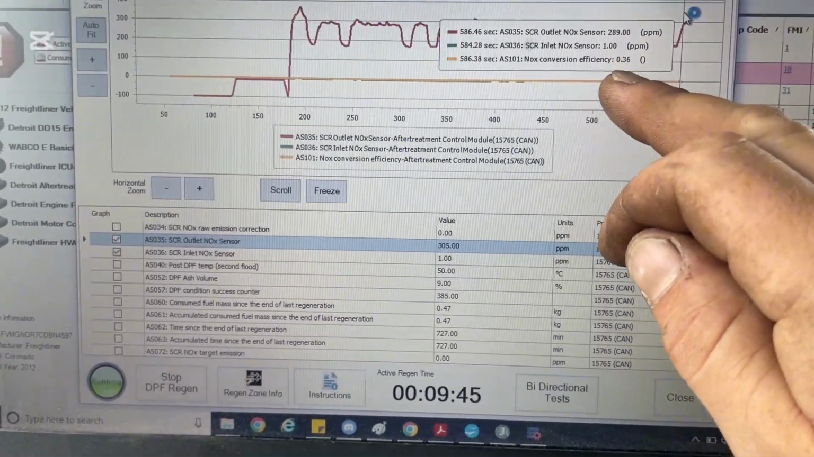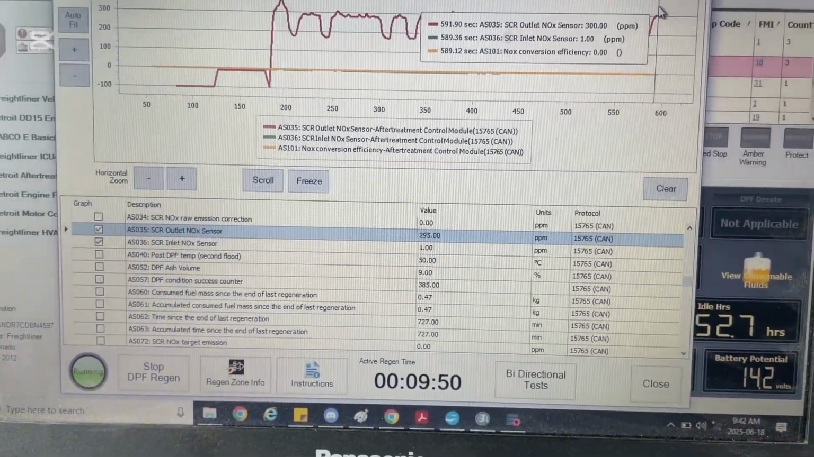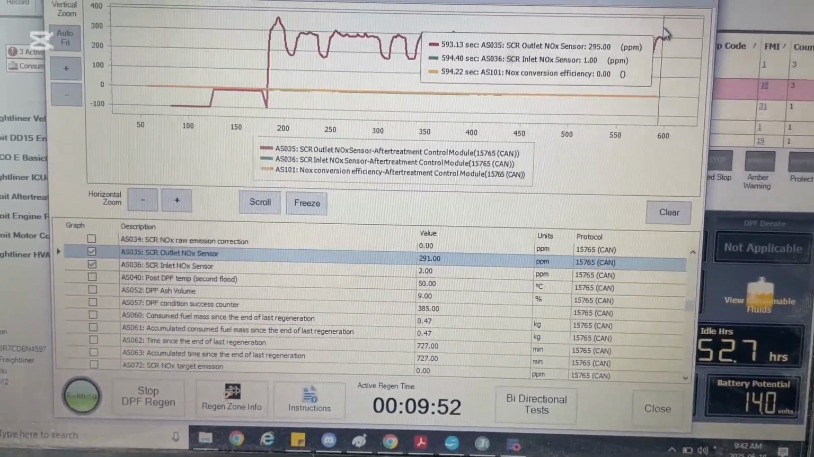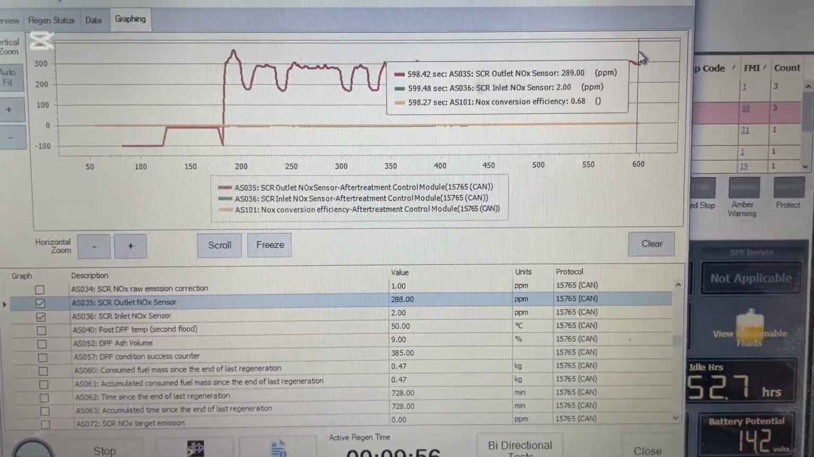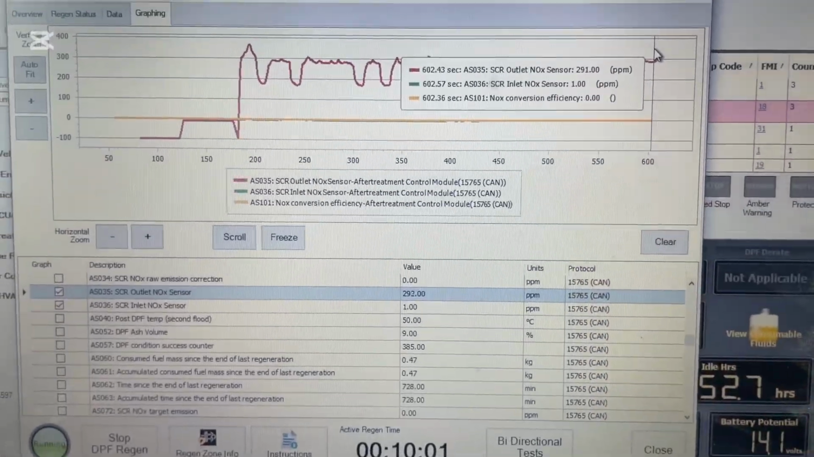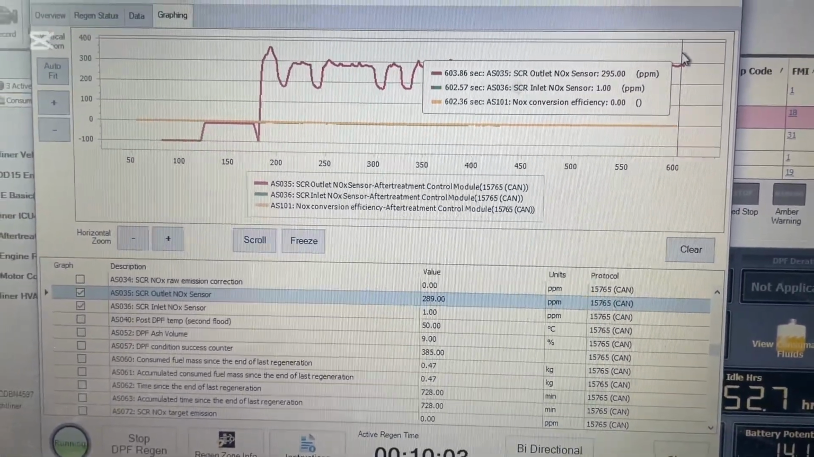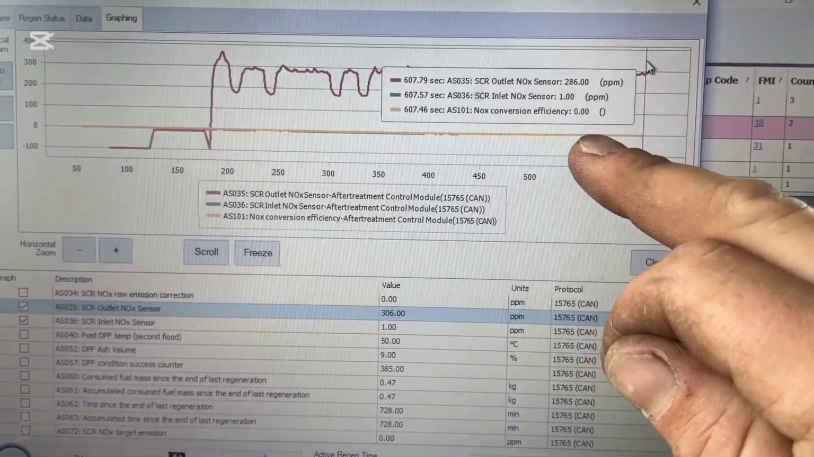These sensors have a dew point. Now, dew point means that they have to be at a certain temperature in order for it to start to work properly. And I believe we are past the dew point. So this is actually starting to creep up. We might just have a bad NOx sensor. We're gonna see at the end of this regen what that number actually went up to and what our NOx conversion efficiency number is reading.